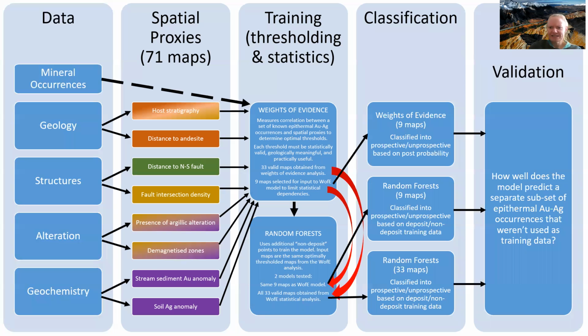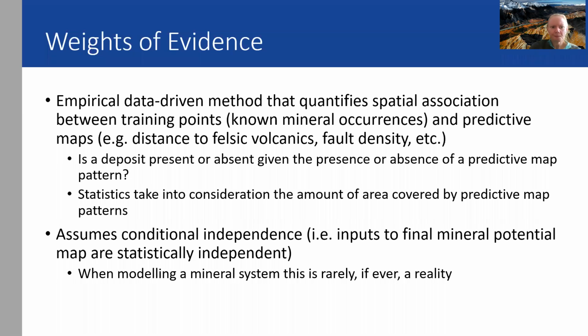And then a validation step is undertaken and looks at how well the model predicts a separate subset of epithermal gold occurrences that didn't get used as training data, so that we're not using exactly the same data to both train and validate our models.